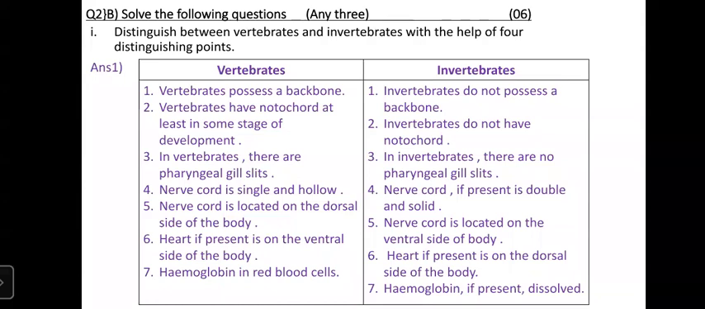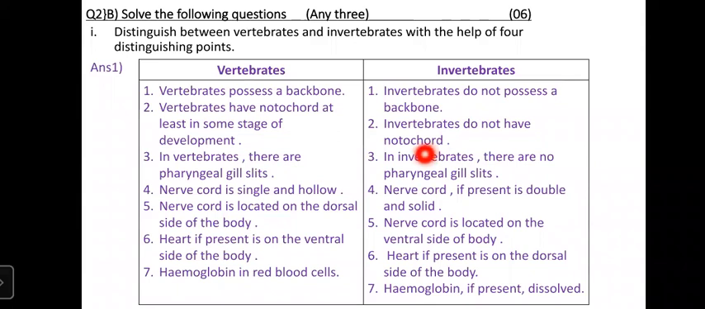Okay. Now for example, suppose the first point is: vertebrates possess a backbone. So the relevant point for invertebrates is: invertebrates do not possess a backbone. Okay, your point should be relevant. If you write one point here and any other point there, then it will be considered wrong. Always in both the columns, relevant points should be there. See, second point, vertebrates have a notochord at least in some stage of development, especially during the embryonic stage. Whereas invertebrates do not have a notochord.